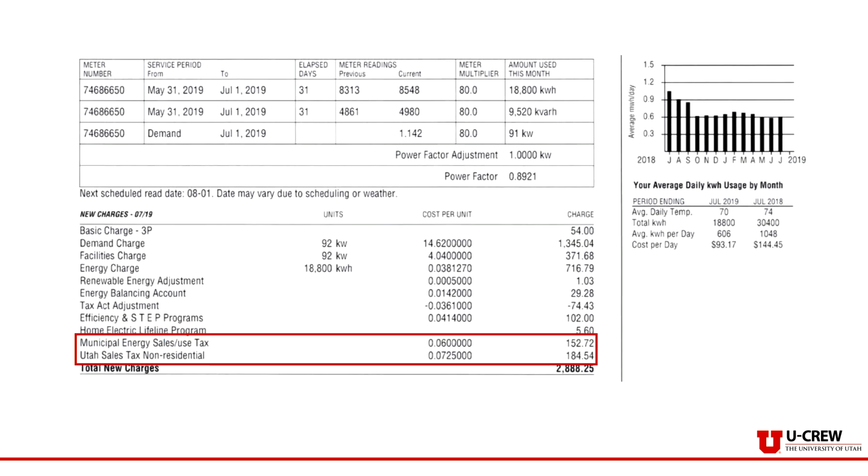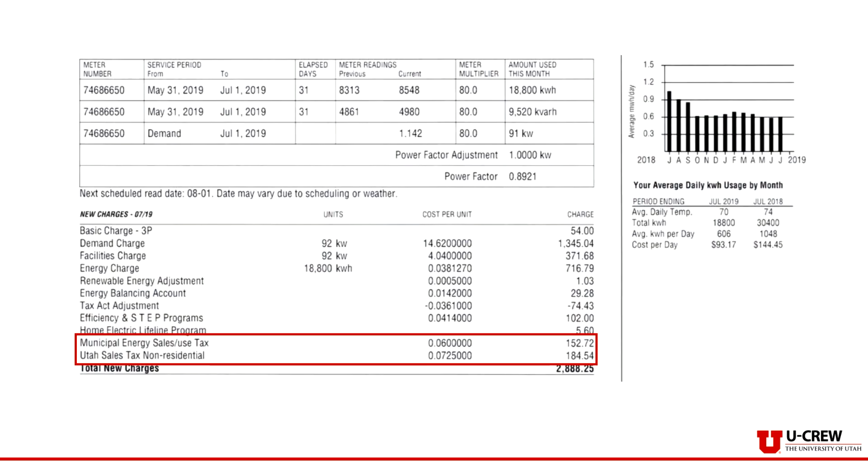Below all those are taxes. The municipal energy sales/use tax is paid to the local area the facility is in, such as Salt Lake City, while the Utah sales tax non-residential is tax paid to the state of Utah. That second part is interesting here, since manufacturing facilities are typically exempt from paying state sales tax on energy purchases. Again, that's just for state taxes, not municipal.